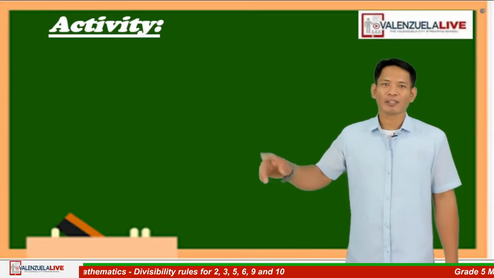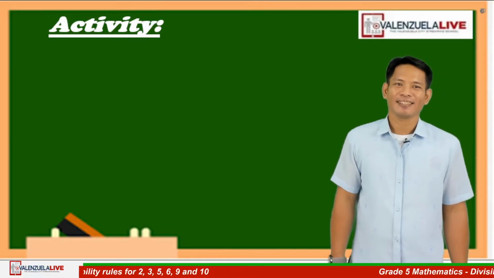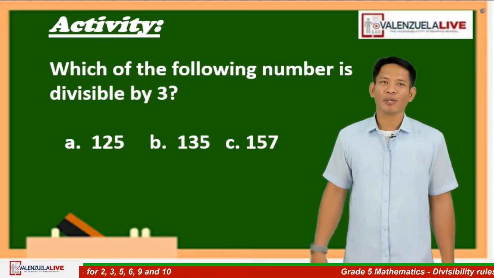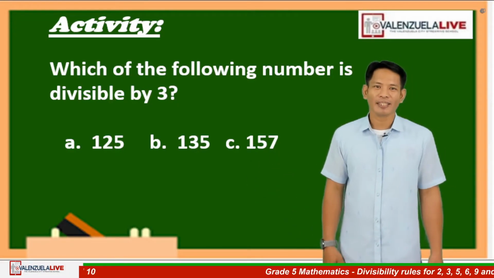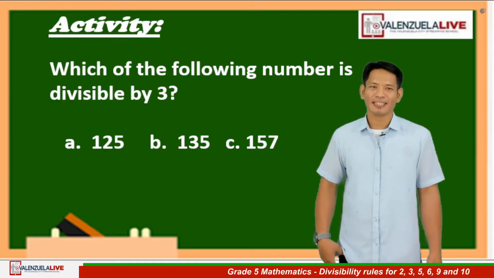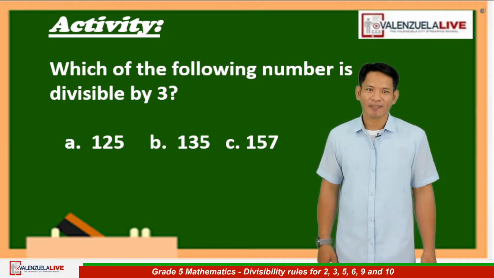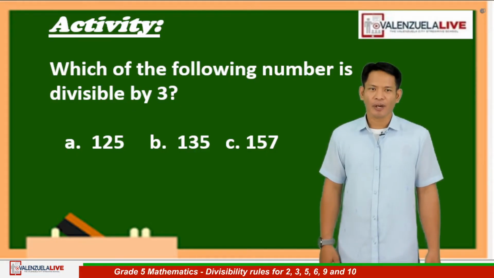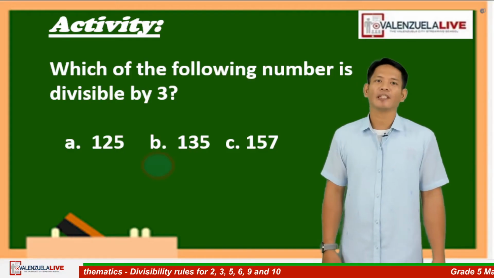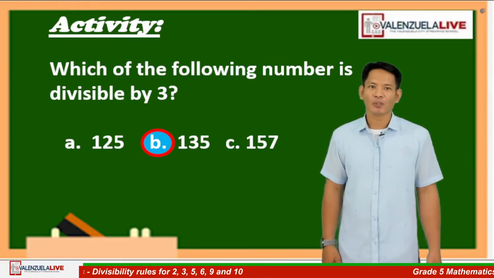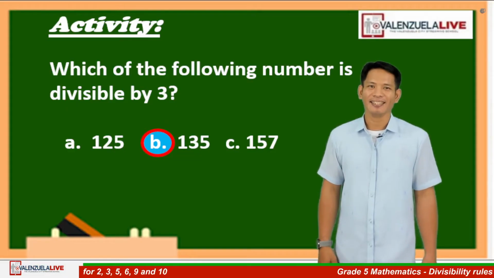Okay, let's have an activity, grade 5. Which of the following numbers is divisible by 3? Is it A, 125, B, 135, or letter C, 157? If we are going to add the digits, the correct answer there is letter B, because 1 plus 3 plus 5, the sum is 9.